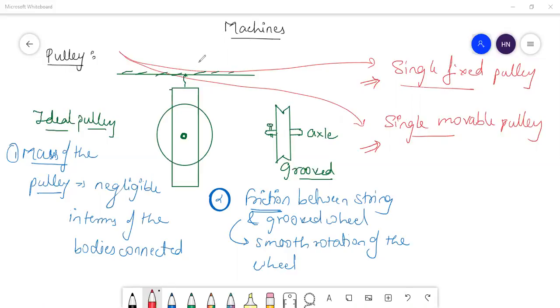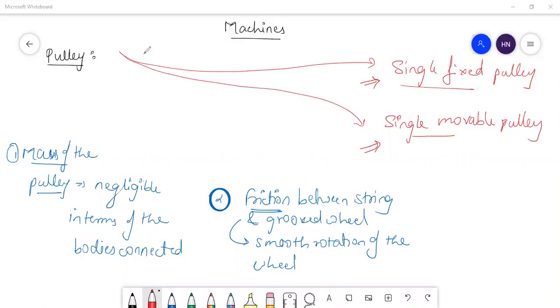Okay, so can I clear the screen? I'm just clearing it.